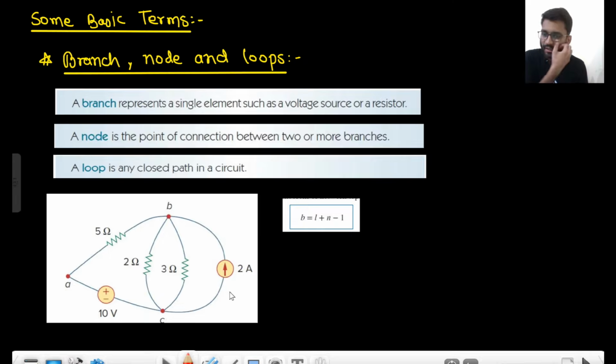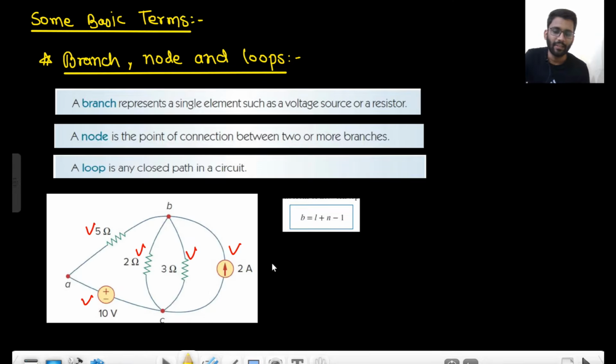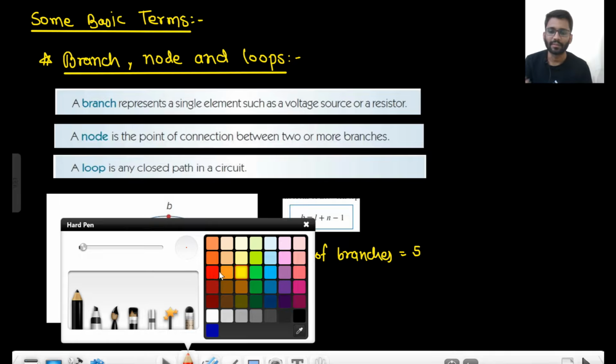Here, if you see, what are the branches? This is branch 1, this is branch 2, this is branch 3, this is branch 4, this is branch 5. So these are the 5 branches. I will represent B as the number of branches. So how many branches are there? 5.